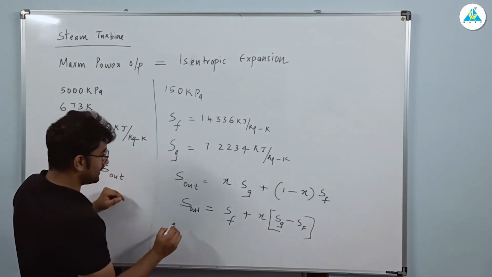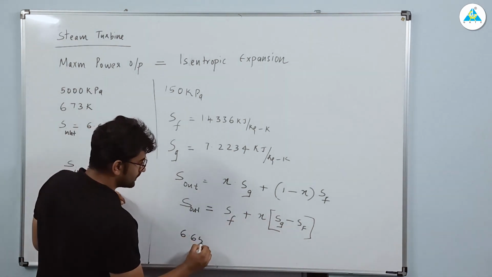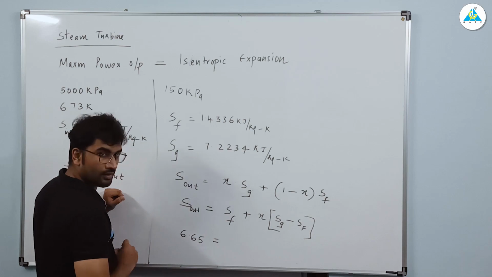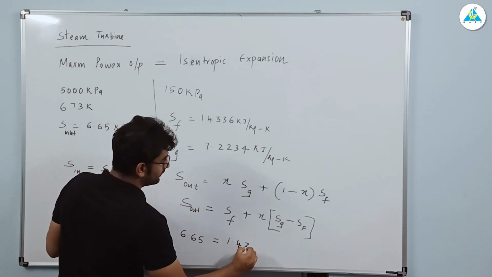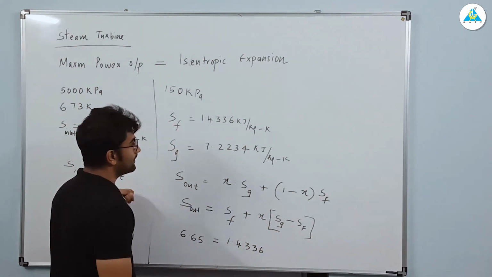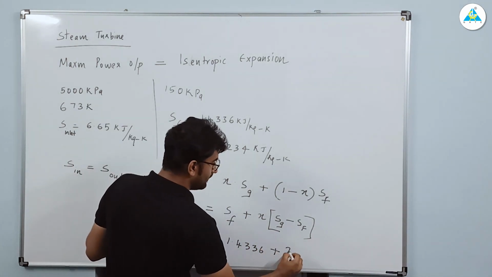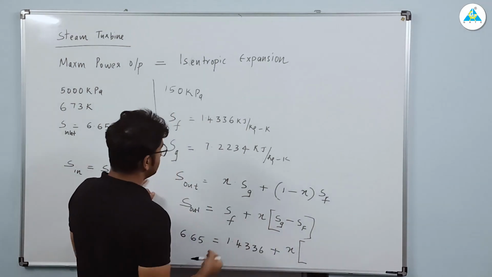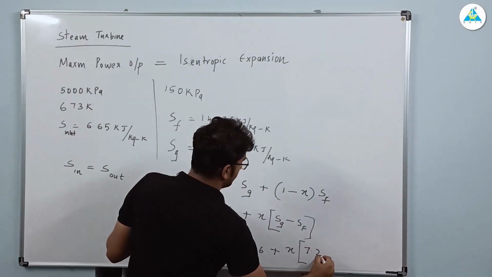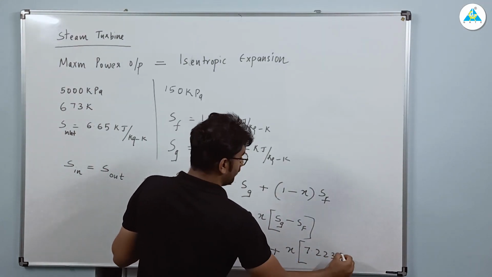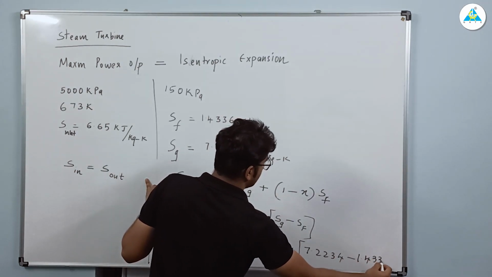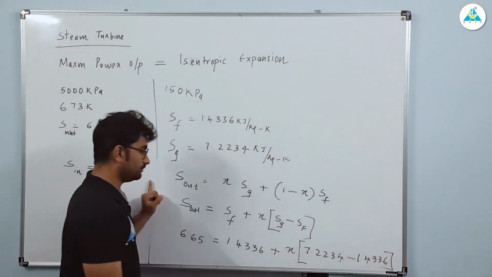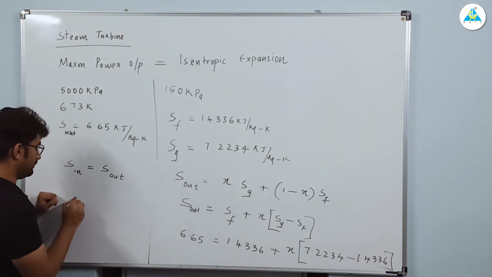Now, if it is an isentropic expansion, outlet entropy and inlet entropy should be the same. So what is the inlet entropy? It is 6.65. Substitute 6.65. What is the liquid entropy? It is 1.4336. Quality we don't know, x. What is the gas entropy? It is 7.2234 minus liquid 1.4336. Calculate the value of x from this.